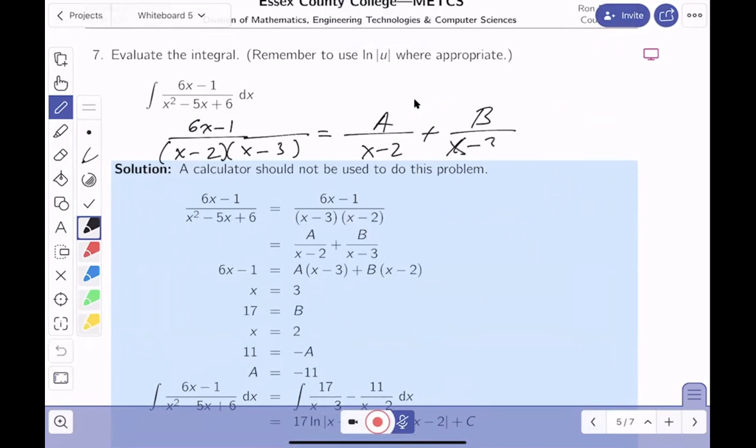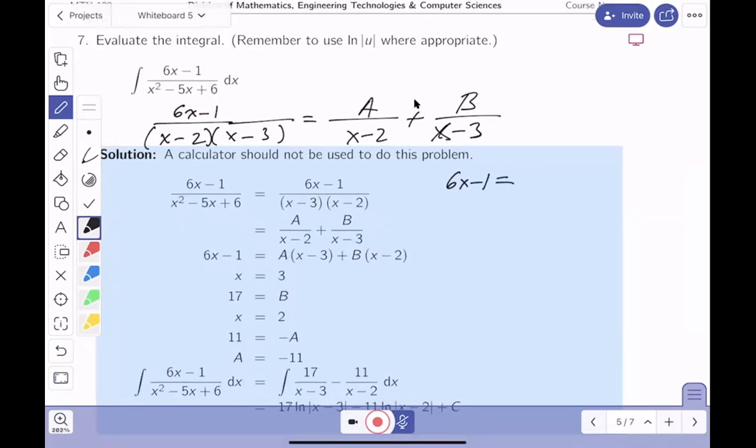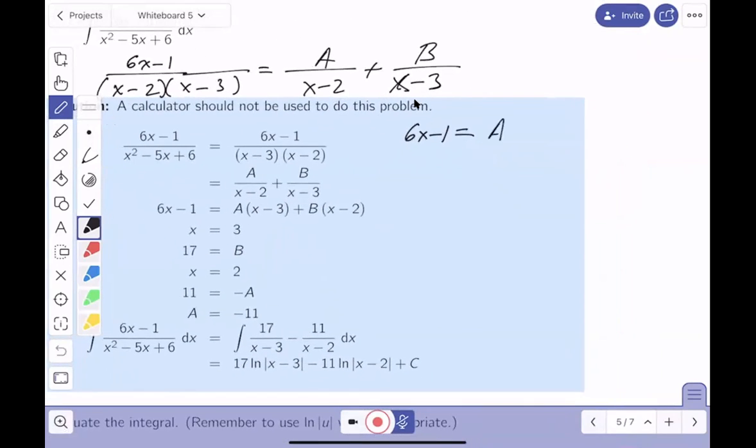Sorry about that. I can multiply both sides by the LCD. You get 6x minus 1 equals, let's see, a times x minus 3 plus b times x minus 2. Oh boy, what are you going to pick out? x equals 2. Fairly simple. That's 12 minus 1, which is 11. And then you get minus a. So I know what a is. a is minus 11.